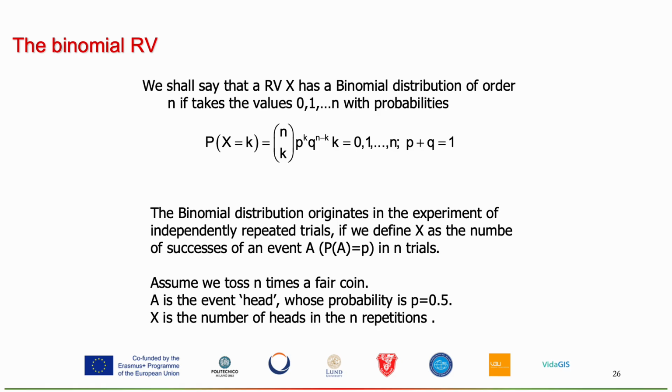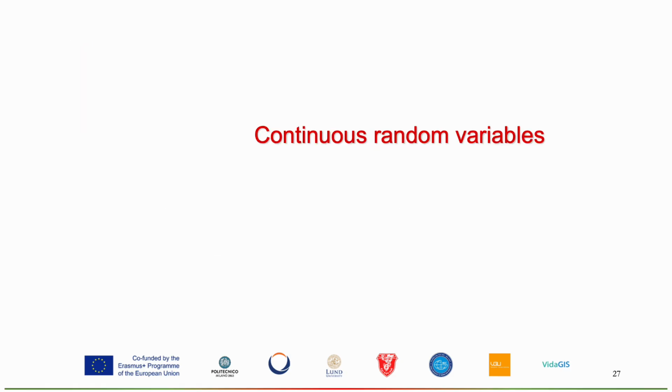The binomial distribution originates from experiments of independently repeated trials, when we define x as the number of successes of an event in n trials. For example, the number of heads in a certain number of coin tosses. In this case, A is the event "head", whose probability p is 0.5, and x is the number of heads in the n repetitions. Now we can move toward the continuous random variables.